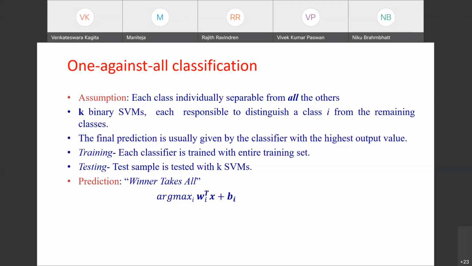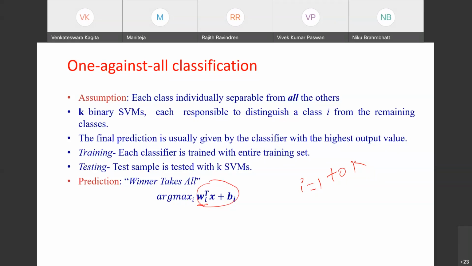So here the training is, each classifier is trained with the entire training set, because every time you are using the whole training data set. And the test sample is tested with k SVMs. And the prediction is winner takes all. So you're taking k classifiers, W_i transpose x for i equal to 1 to k. Whichever class maximizes this quantity, you classify it as that class.